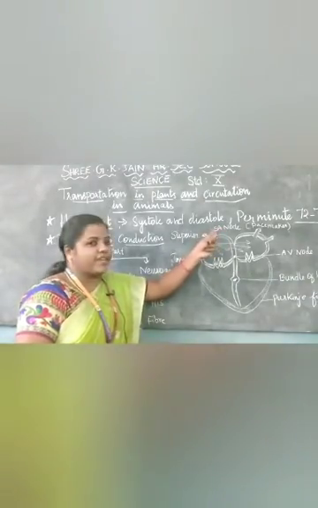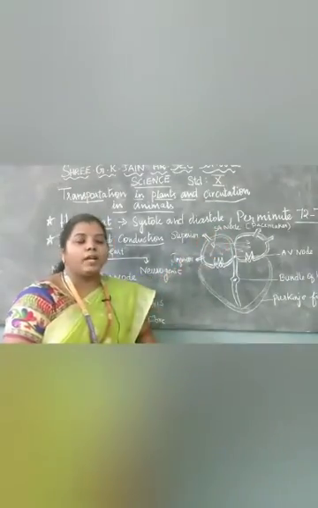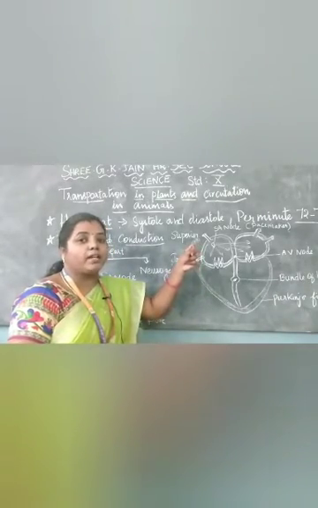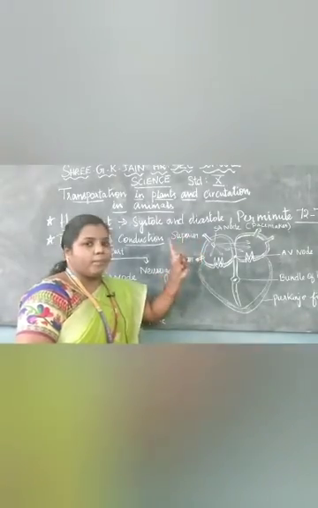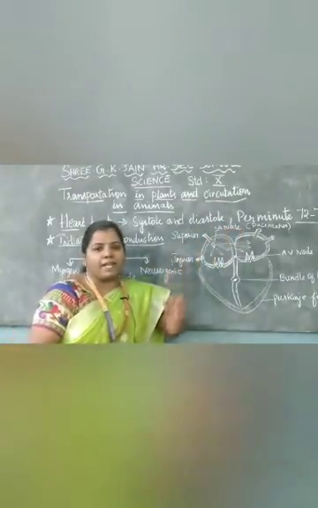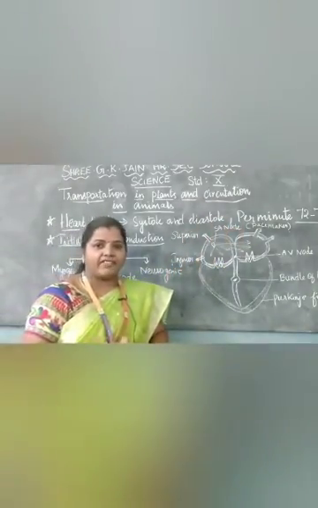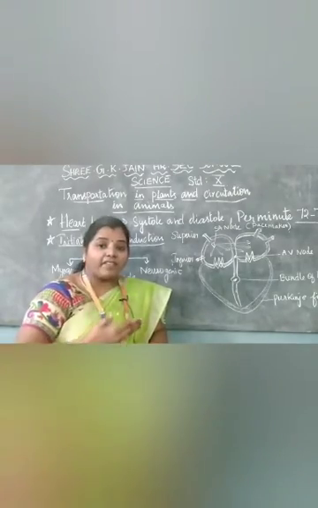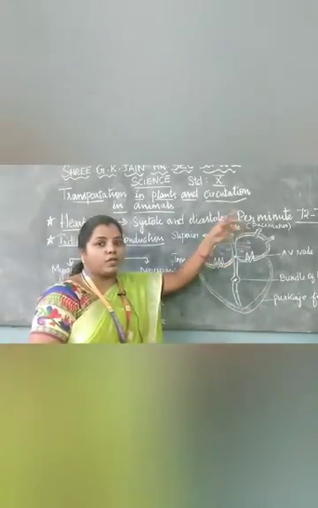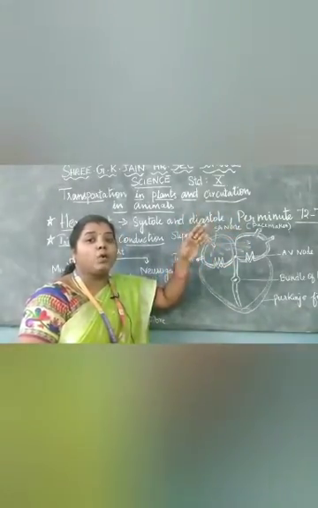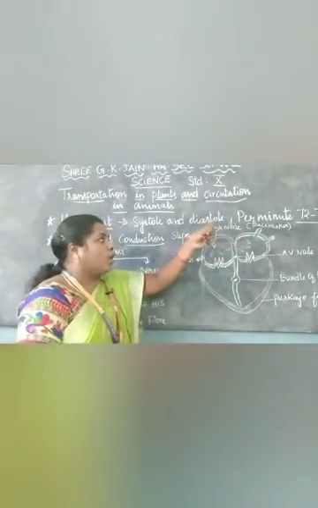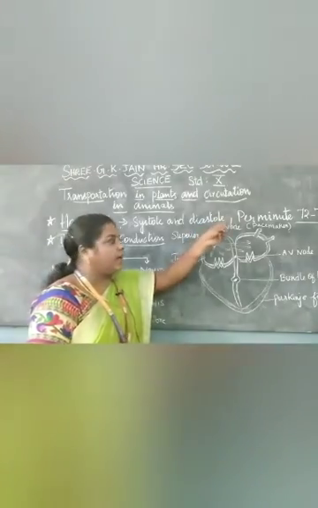What is the full form of SA node? It is the sinoatrial node. Where is it located? It is located nearer to the superior vena cava. The SA node acts as a pacemaker. What is the meaning of pacemaker? A pacemaker has the capacity to stimulate the heartbeat, the ability to initiate by itself. That is a pacemaker. So the SA node acts as a pacemaker.